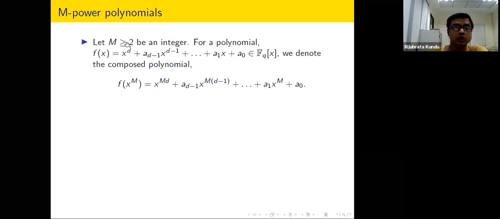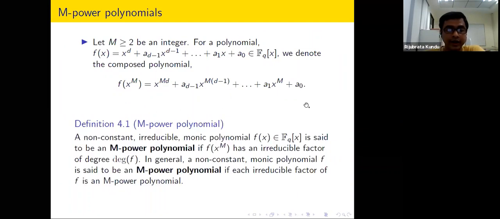So what are these? Consider m greater or equal to 2 an integer, and a polynomial f(x) of degree d. Consider the composed polynomial f(x^m), which is just replacing x by x^m. So you get a polynomial of degree md, right? Now, with this polynomial in hand, we define what we call m-power polynomials. So first we define it for irreducible polynomials. Now observe one quick thing: if f(x) is an irreducible polynomial, f(x^m) need not be irreducible anymore. It can be reducible, right?